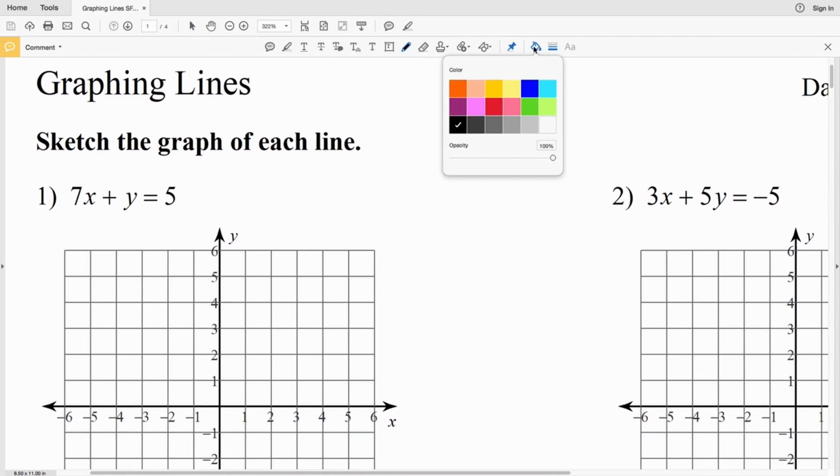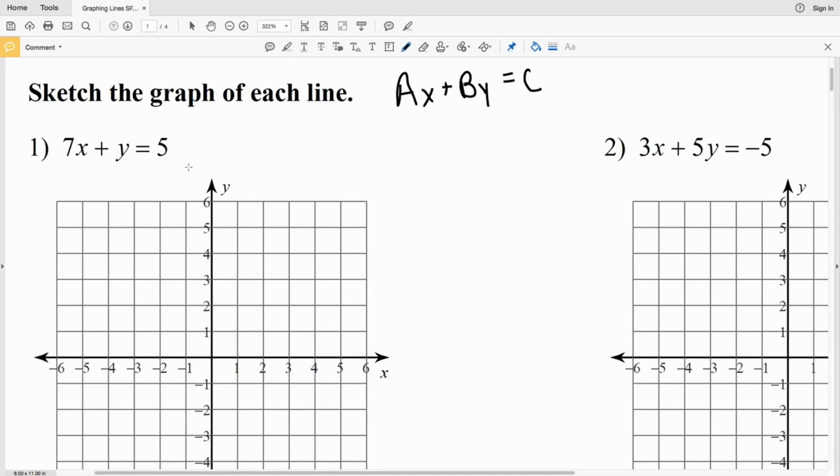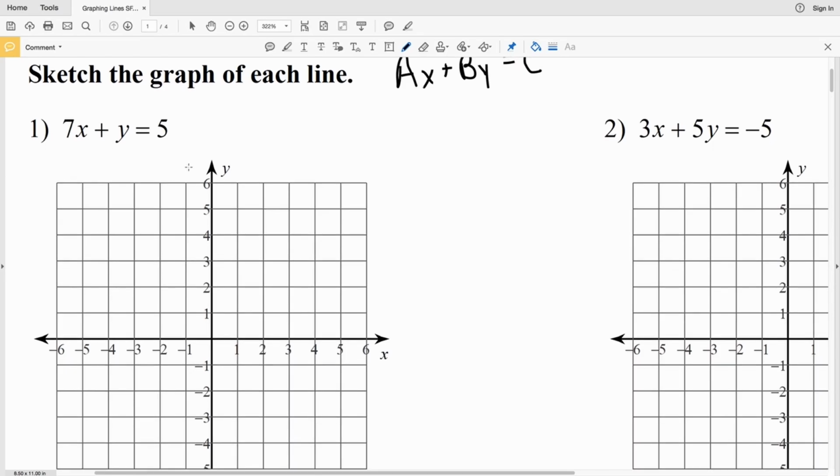Standard form, as we know, is written as ax plus by equals c. So for number 1, we have 7x plus y equals 5. So in this case, a would be 7, b would be 1, and c would be 5. And if you need help understanding how to recognize standard form, I have a tutorial video that you can watch that goes more in depth on standard form.